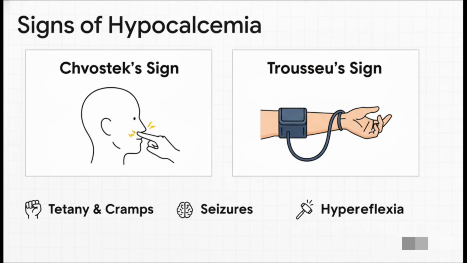Now for calcium. When calcium levels drop, think of the nerves and muscles getting really twitchy and irritable. And there are two classic signs you have to know. First is Trousseau's sign. You pump up a blood pressure cuff and the patient's hand curls up into a spasm. The second is Chvostek's sign. You tap on the facial nerve and their face twitches. You see either of those, you should be thinking hypocalcemia.